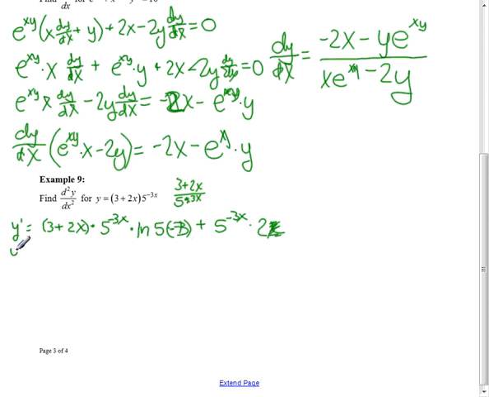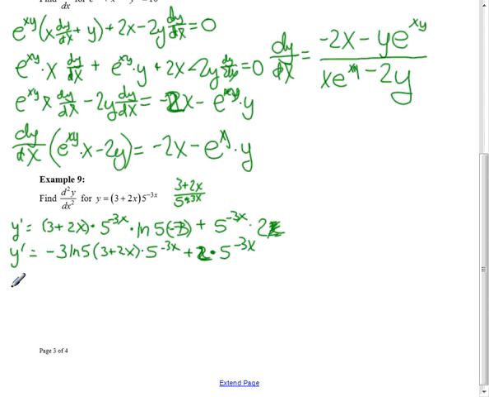I'm just going to rewrite it a little bit, because I don't like putting this negative 3 back here, because I think I'm going to forget it. So I'm going to move it up front. Negative 3 ln of 5 times 3 plus 2x times 5 to the negative 3x. And I'm going to write the 2 right in the front. Don't mix that up. Don't multiply this. Negative, there we go.